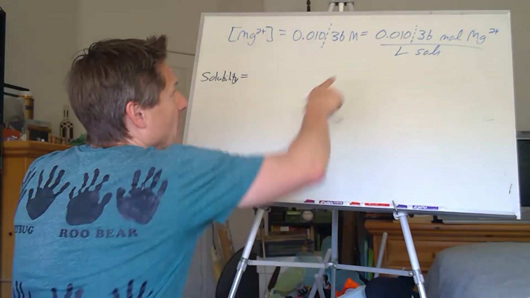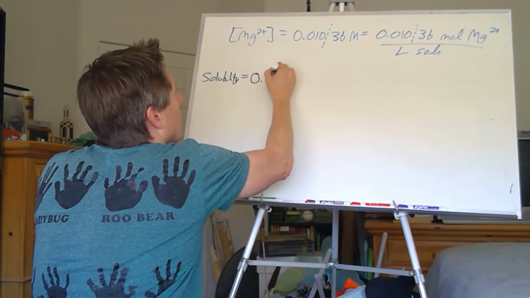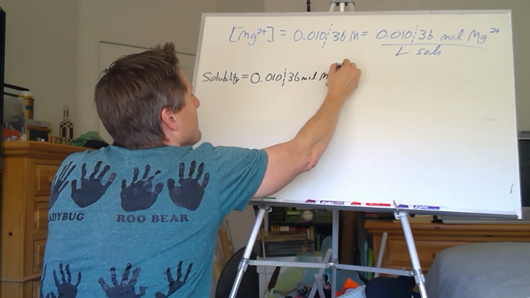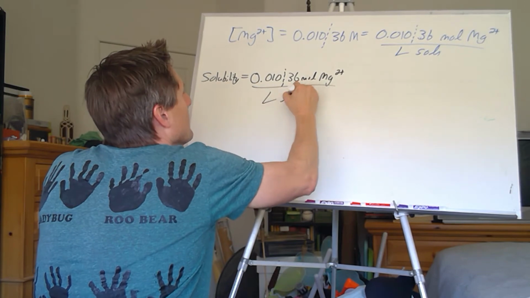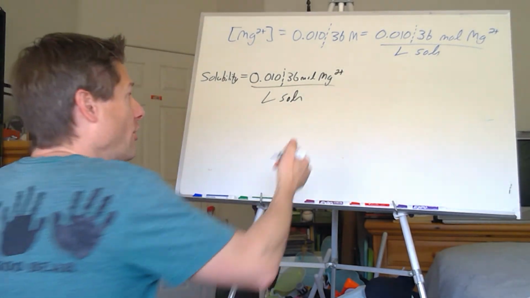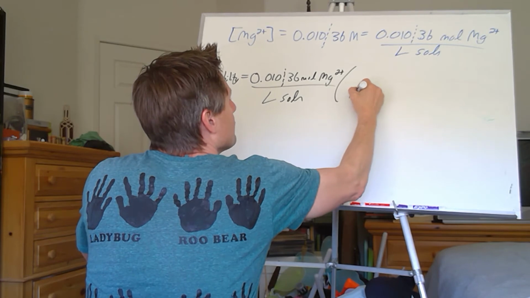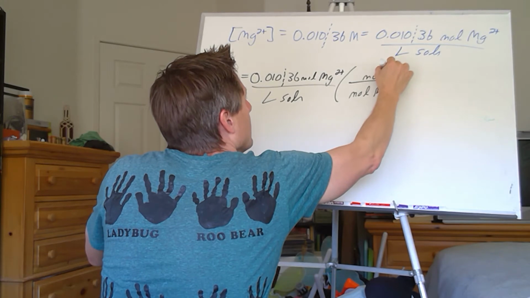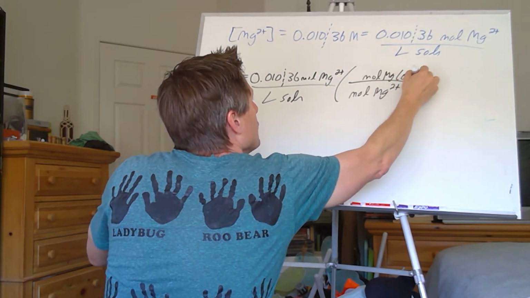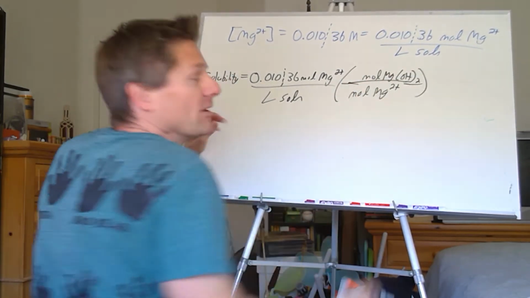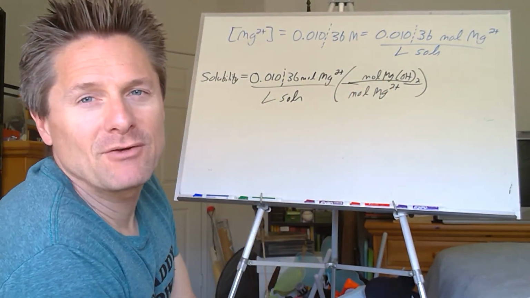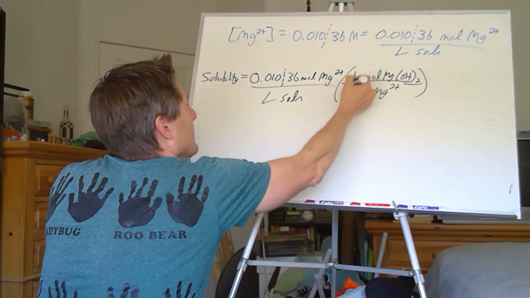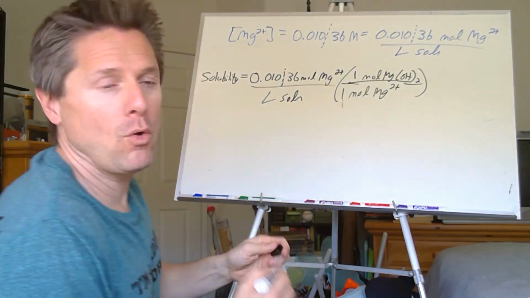So the solubility, let's rewrite that back down. 0.01036 moles of the magnesium ion per liter of solution, right? Let's convert moles of magnesium to moles of the solid, Mg(OH)2. And then hopefully you can see 1 mole of magnesium hydroxide produces 1 mole of magnesium. Look back at your equilibrium equation. So that is a 1 to 1 mole ratio.